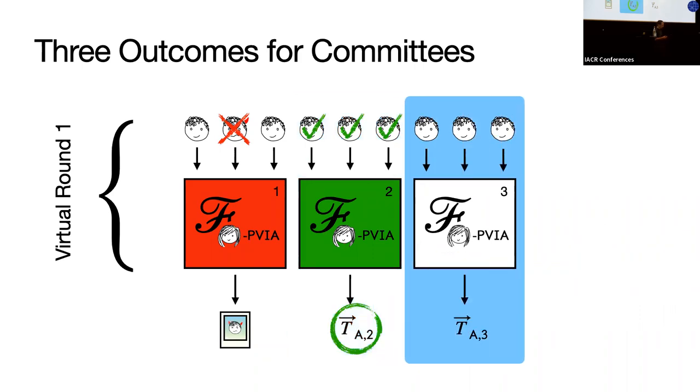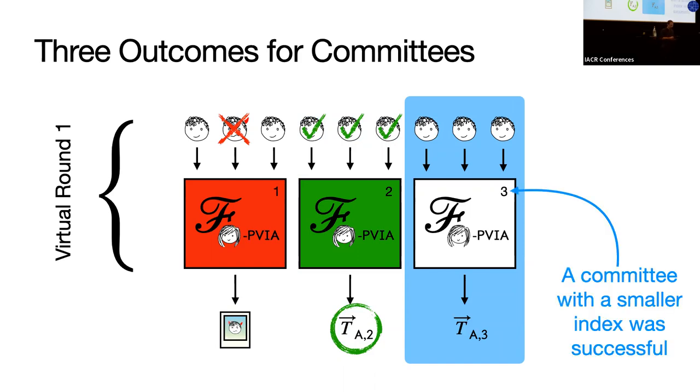before moving on to the final outcome, which is that the committee succeeds in sampling an output for Alice, but there's another committee that also succeeded with a lower index. So in this case, the committee has lost the competition. Their work is going to go to waste, their output won't be used anywhere, and they'll have to return in a later round and try to emulate another party. So in this case, I'm going to label the functionality as yellow.